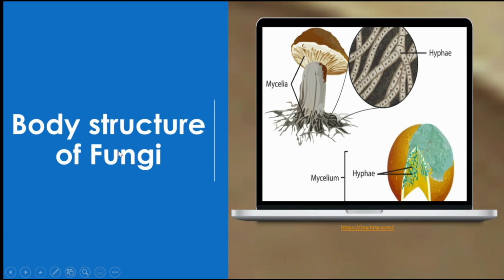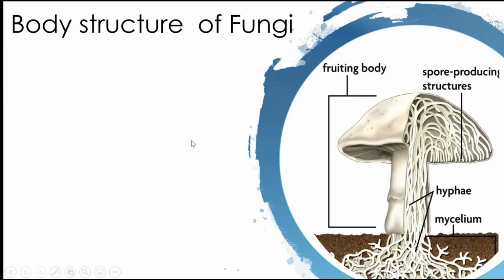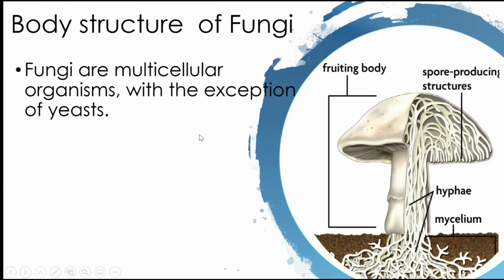This is the structure of the fungi, and we can look in here for the body structure of fungi. The fungi are multicellular organisms. Multicellular means they are made up of more than one cell, with the exception of yeast, because this is the only unicellular fungi. Uni means one, cellular means cell. So only yeast is considered the unicellular fungi that is made up of only one single cell.